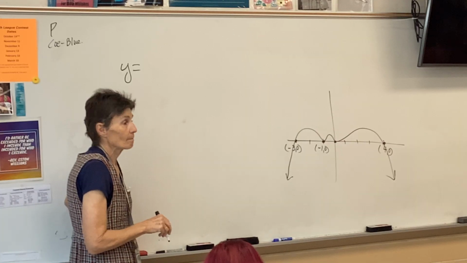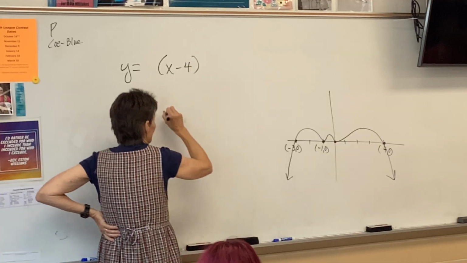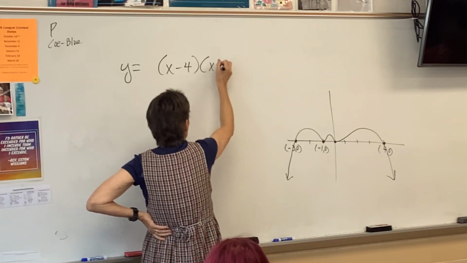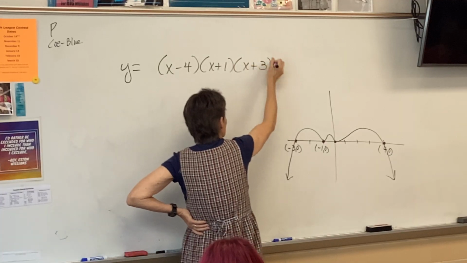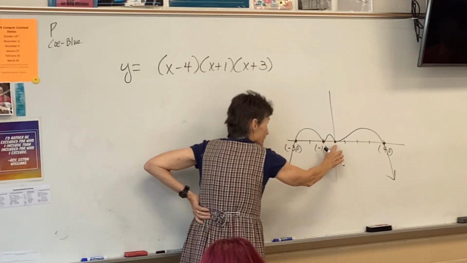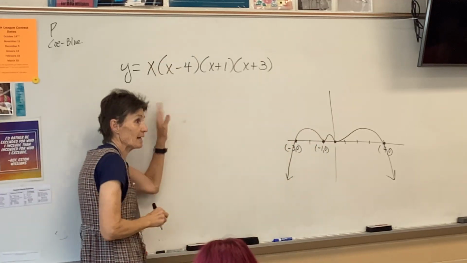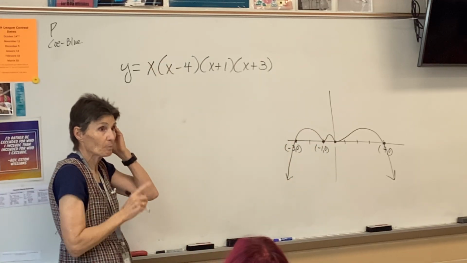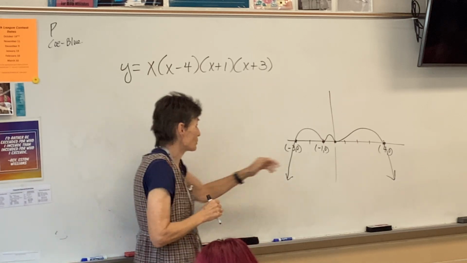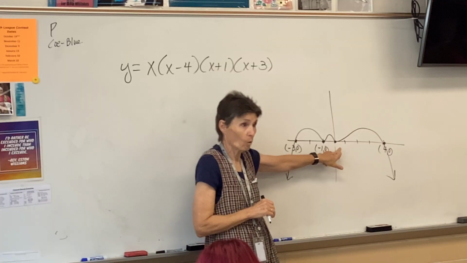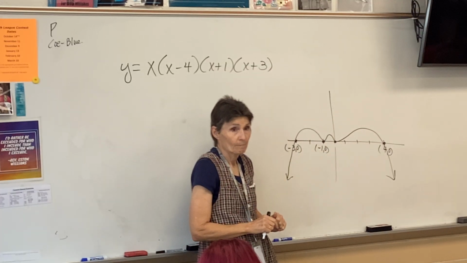X minus 4, x plus 1, x plus 3, and then something squared, and x. But it's squared. Now you can put that x anywhere you want, but you have to have a plain x in there. Why do we have to have a plain x? Because we have a dot at the origin. Plain x's are dots at the origin.